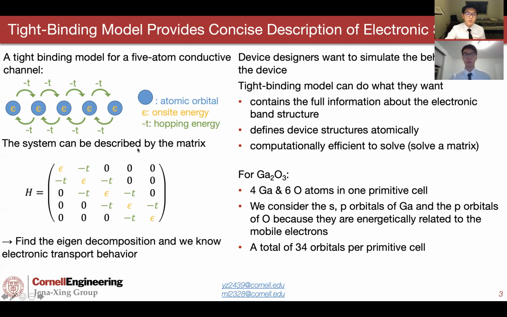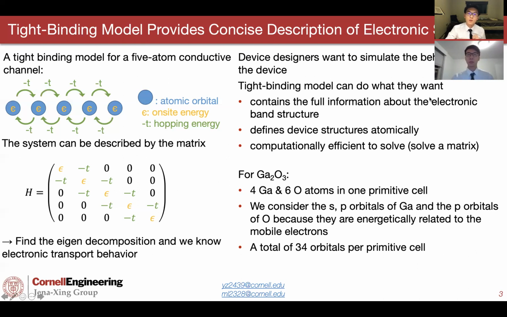Overall, the system can be described by a 5x5 matrix shown below. The diagonal elements are the on-site energy, and the off-diagonal elements are the hopping energies. Because we're only including the nearest neighbor hopping, we only have one sub-diagonal that is non-zero on each side. So we have the matrix now. We just have to find the eigendecomposition of this matrix, and we know pretty much everything about the system, such as the electron transport behavior.